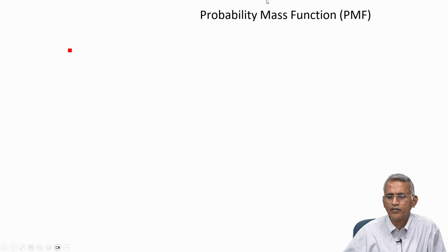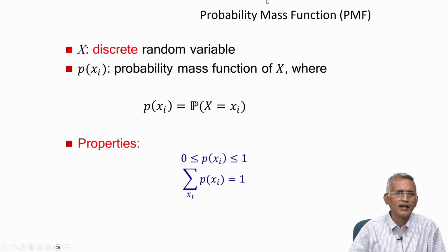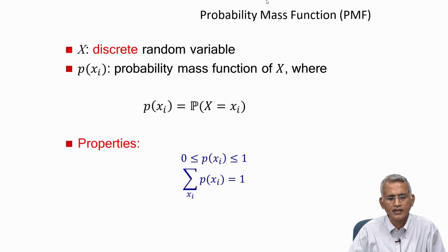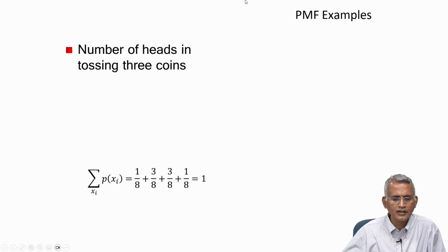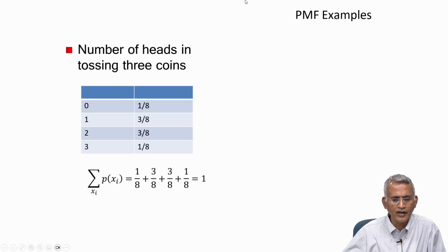Then the probability mass function. Let x be a discrete random variable and p of x i be the probability mass function of x, where p of x i equals p of x equal to x i. The corresponding properties are that the probability of x i has the highest value 1 and lowest 0, and the summation of the probabilities is 1.